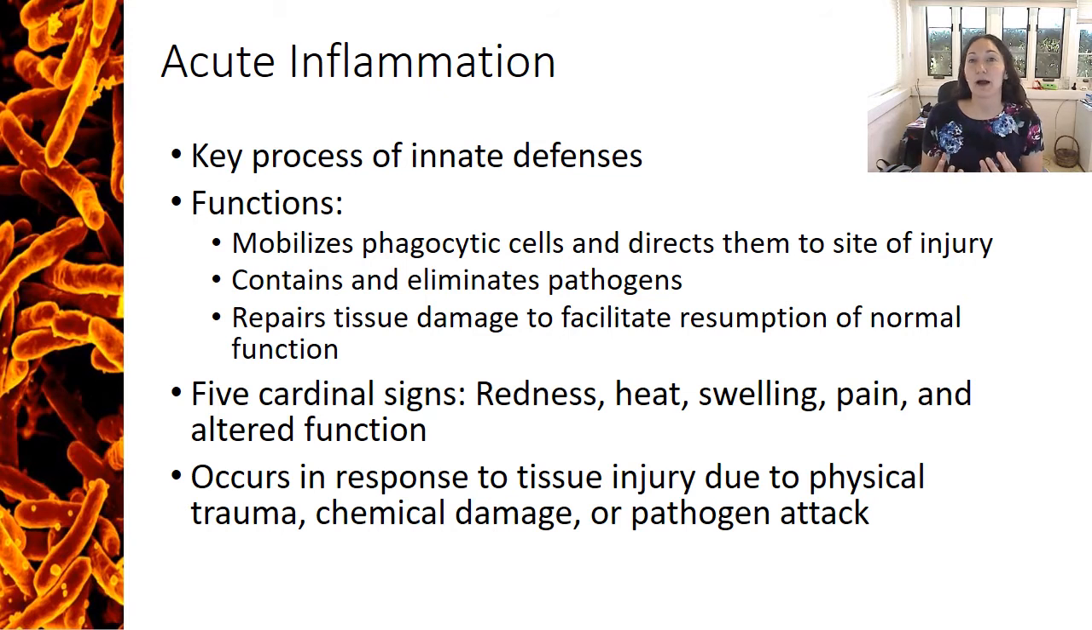Keep in mind that inflammation happens in response to tissue injury, pathogen attack, but also trauma. If you sprain your ankle, if there's chemical damage, if you burn yourself, all of those things will damage tissue and cause inflammation. But for this class, we're really focused on the pathogen attack and what's happening in those types of inflammatory processes. Okay, so we're going to walk through the process of inflammation.